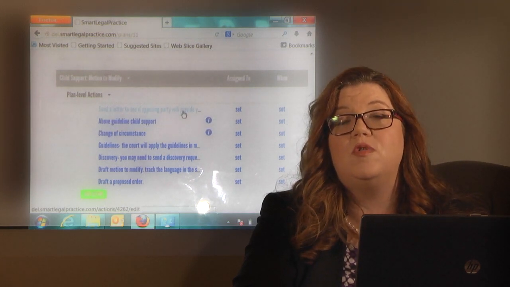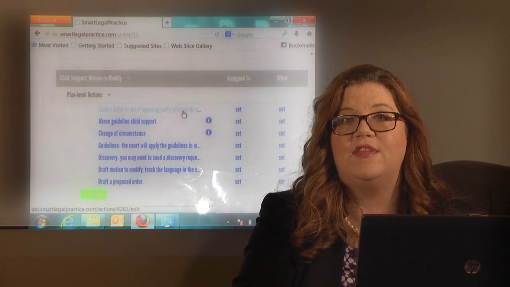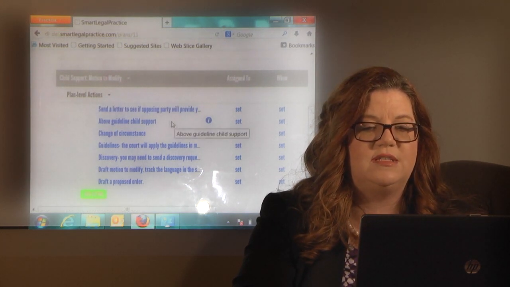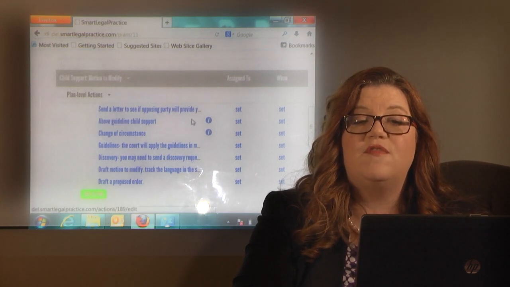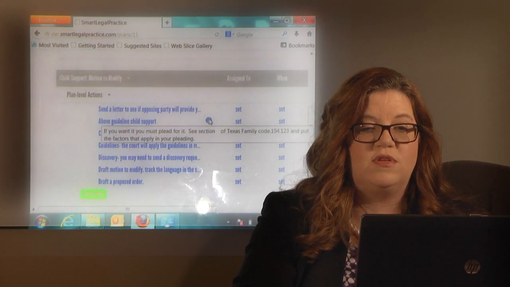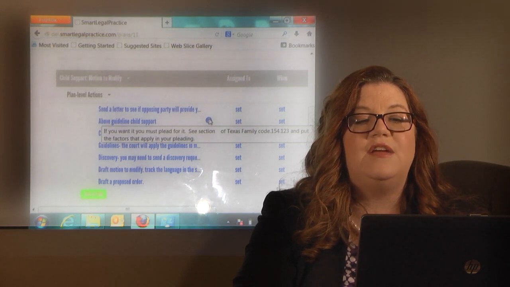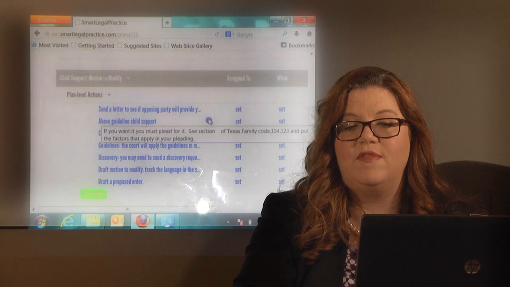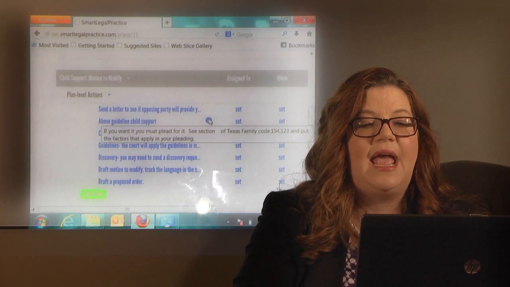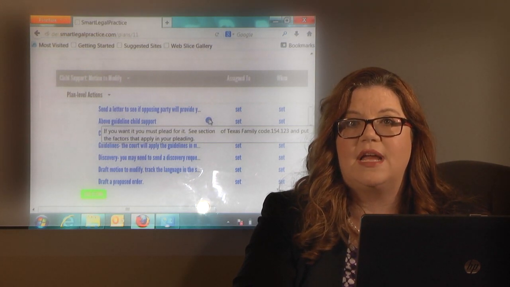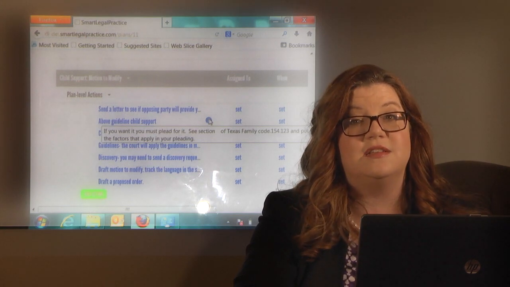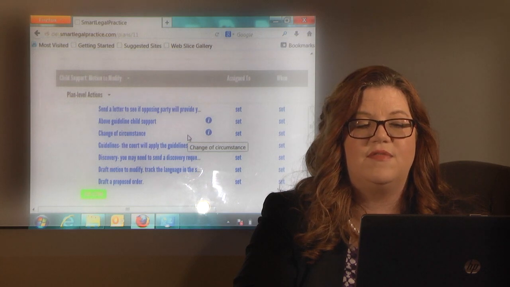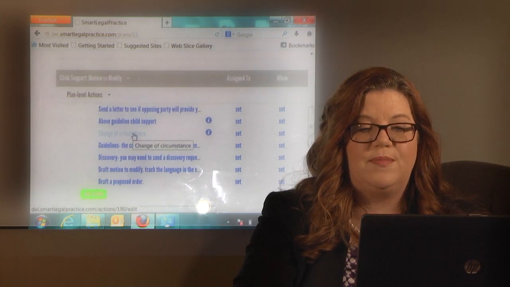And that's assuming you know who the lawyer is, that they had a lawyer at the divorce or the underlying suit. If you're asking for above guideline support, of course, that's a little trickier. And if you want it, you have to plead for it. So you'll want to look at Texas Family Code 154.123, and it lists all the factors that the court can consider. But the court can't consider them if you don't plead for it. So it's just a reminder to put that in your pleading if you have that issue.